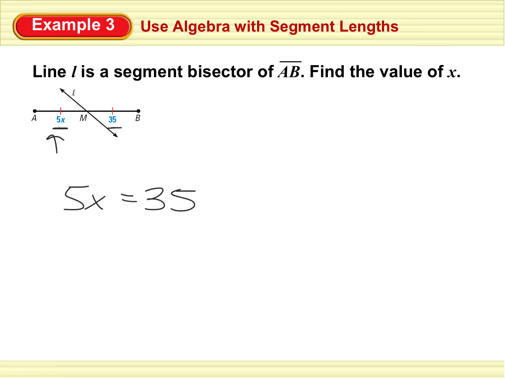How do we solve for x from here? Divide by 5 on both sides. Yep. So x equals 7. So now if you plug 7 back into there, 7 times 5 gives you 35.